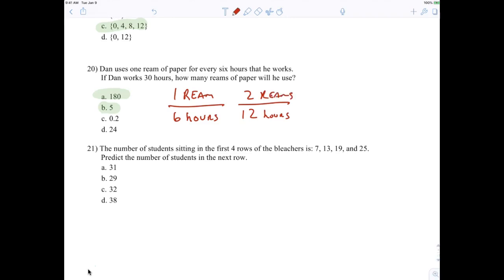Bear with me. So in 18 hours, he's going to use what? 3 reams. So you should be able to see the pattern. And that pattern is, of course, the correct answer was what? B. All right, B is correct. Does everybody see the writing out the pattern, right?